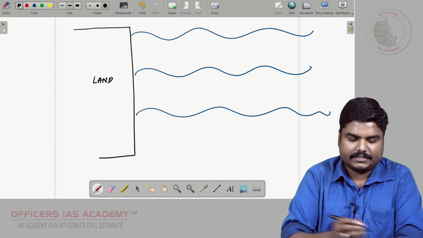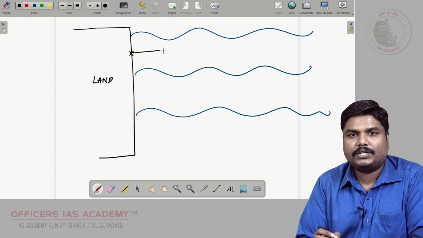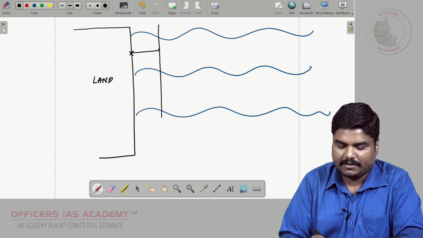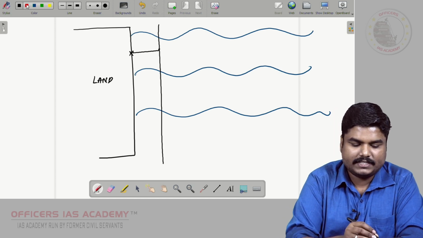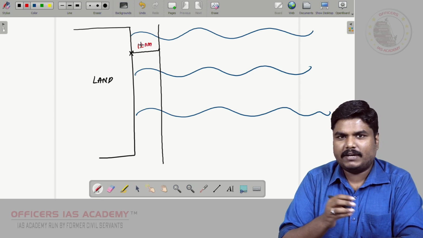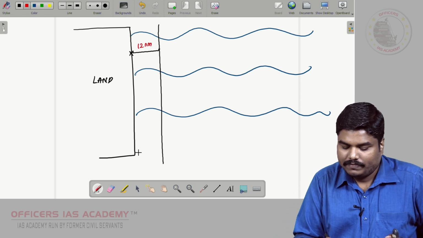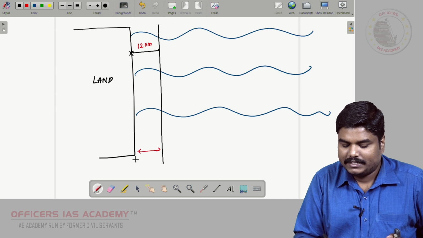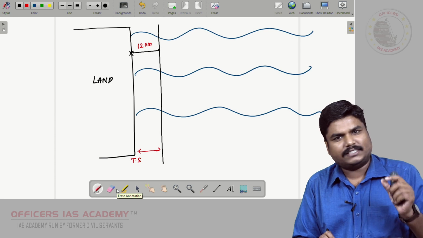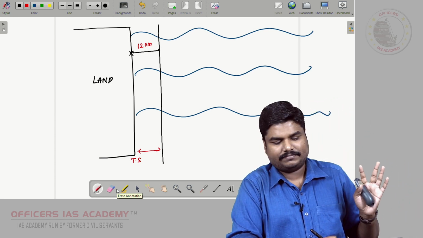Now from this point, I am going 12 nautical miles and drawing a line. What is the distance? 12 nautical miles. 1 nautical mile is close to 1.8 kilometers. Now this region is called the territorial sea. Sometimes they call it territorial water, or we can say territorial sea.